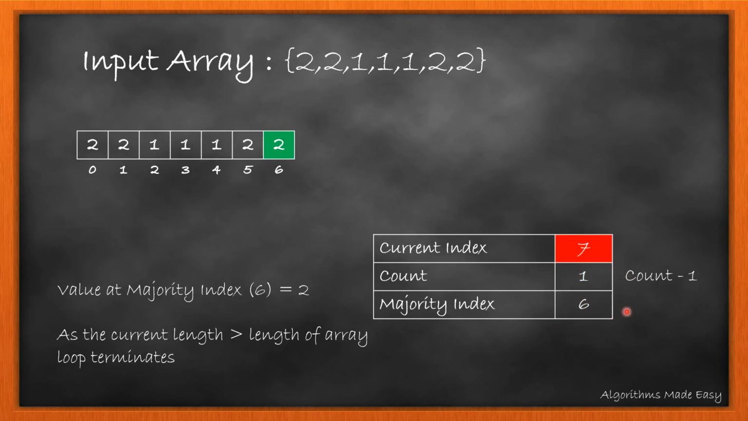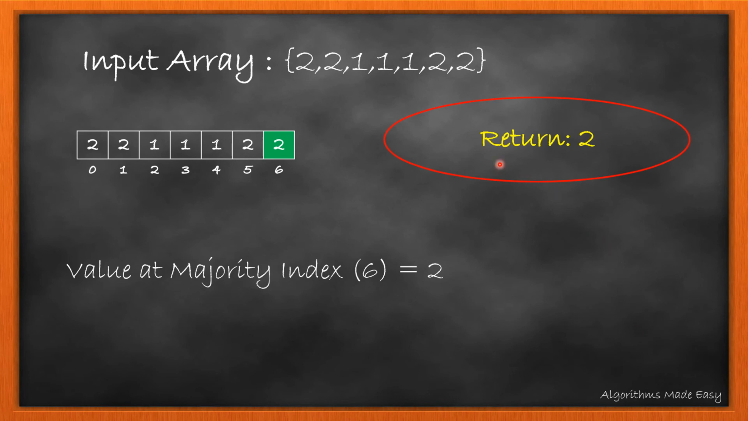The current index will be updated again by the for loop and the final value will be 7. As the value is greater than the length of the array, the for loop terminates. So we reach the third step of our algorithm, where we will return the value at the majority index. In this case, it is 2.